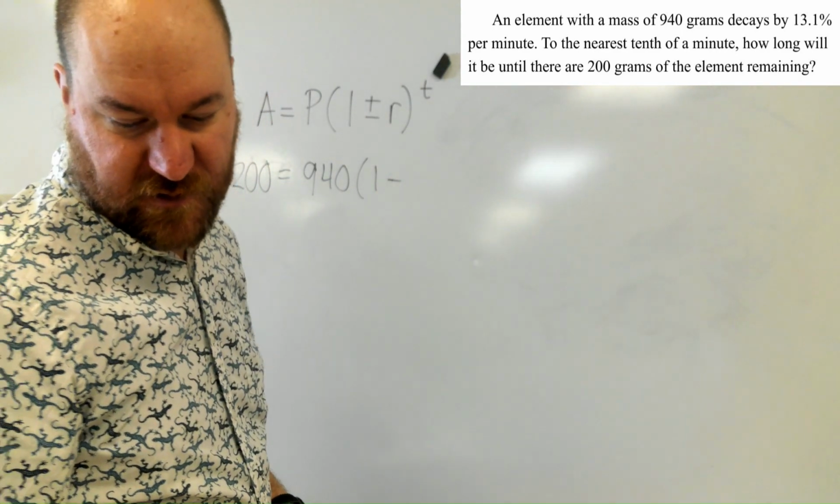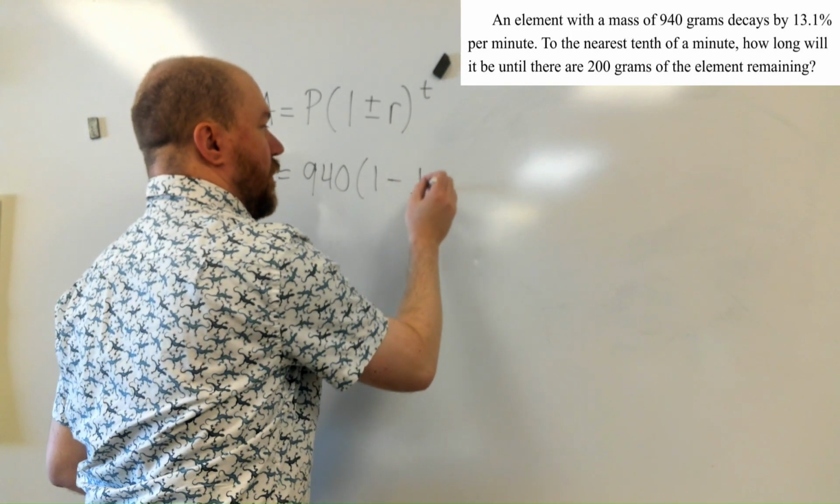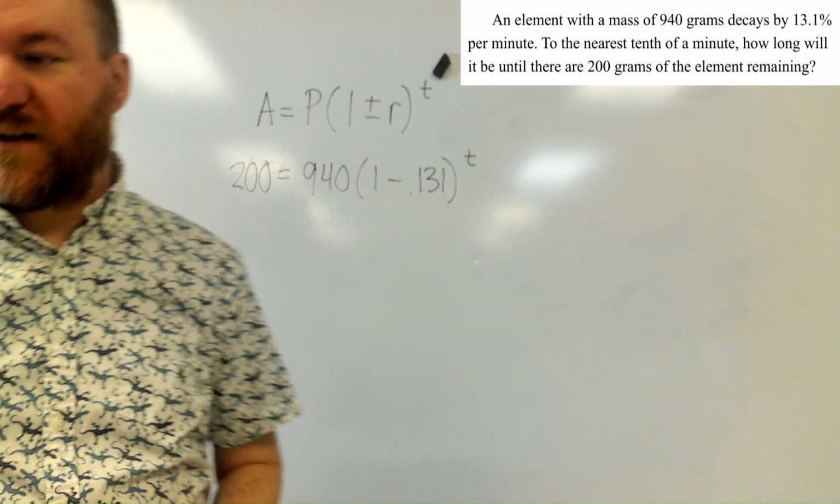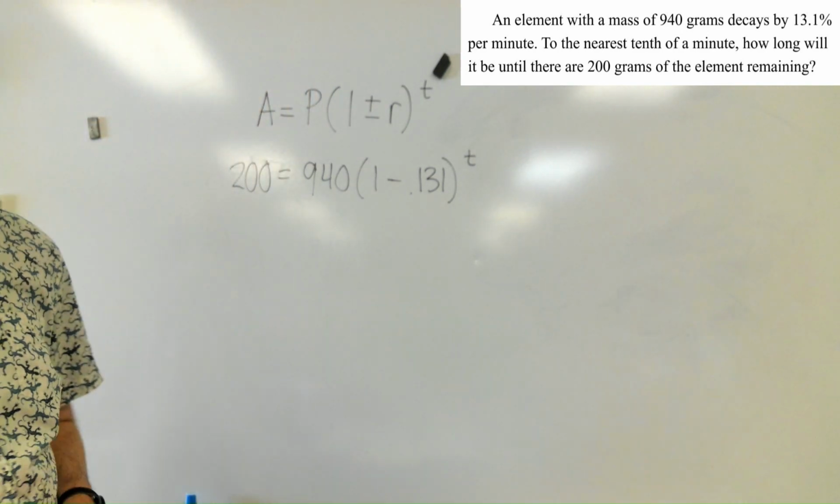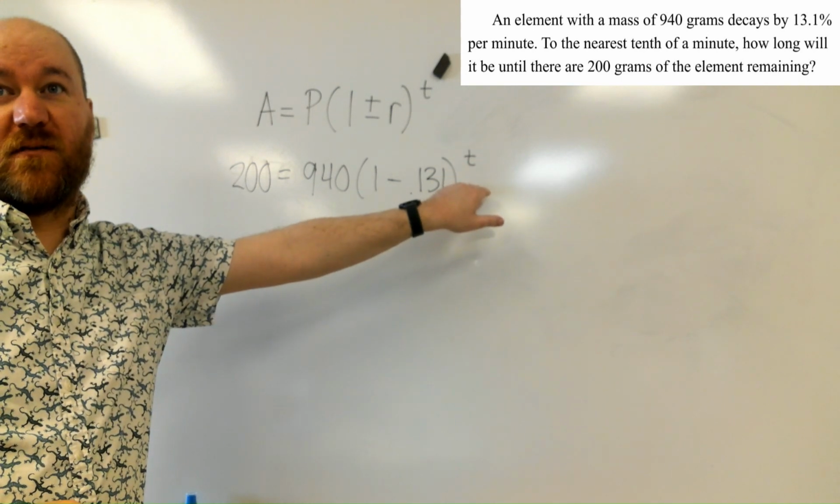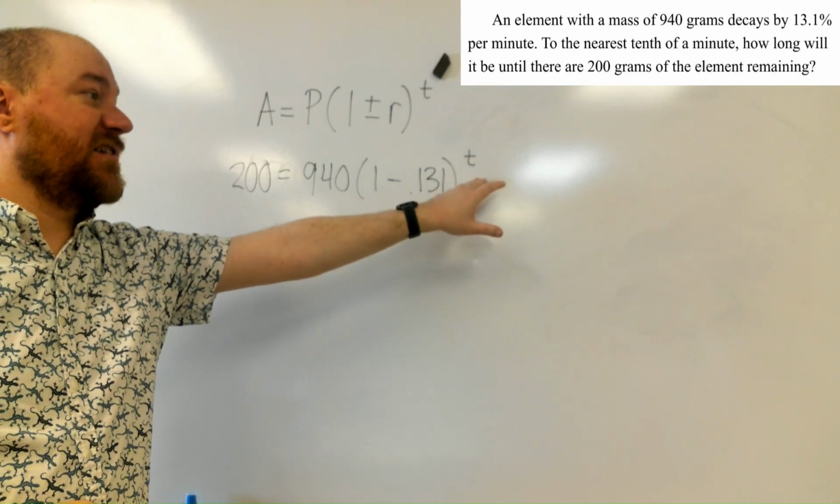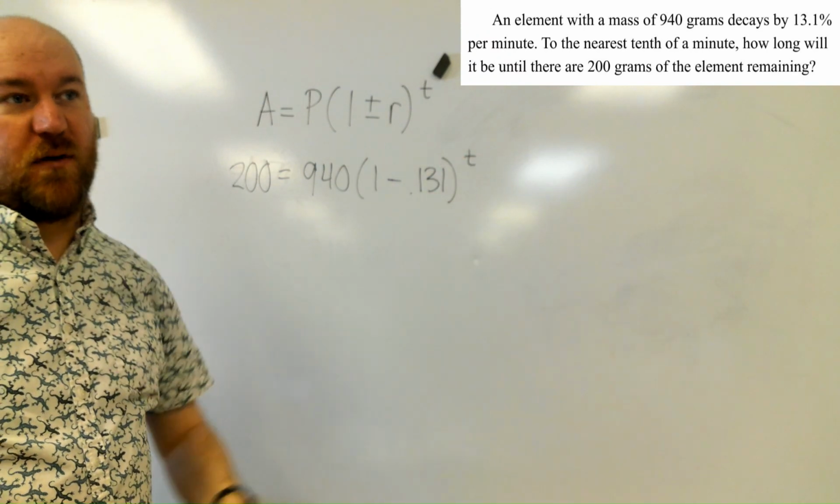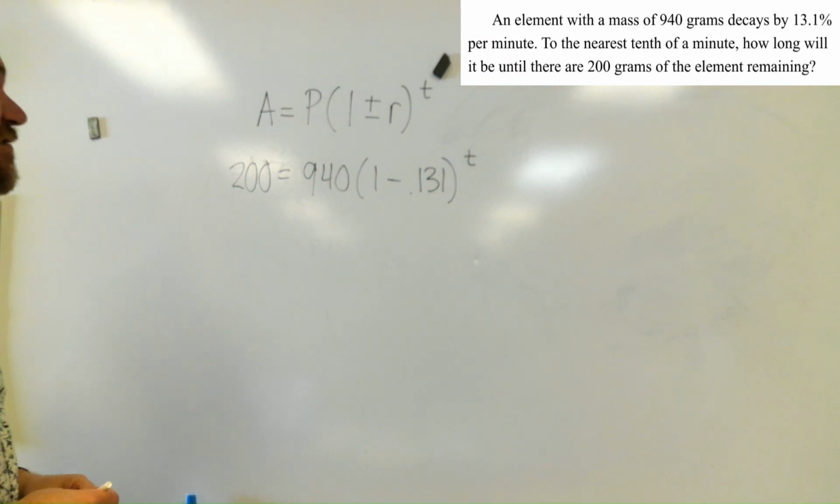The rate that it's growing, whoops, this is decay, so I need a minus sign there. The rate this is decaying is 0.131. And T is the unknown, so we're going to leave it as T. So now we need to solve for an exponent that is a variable, right? I need to get this T by itself. And to do that, when your variable is in the exponent, you have to use logarithms.